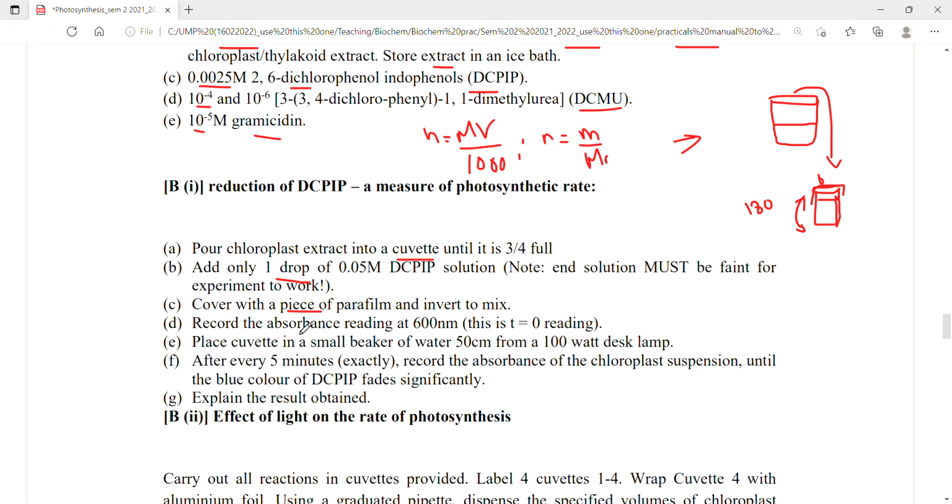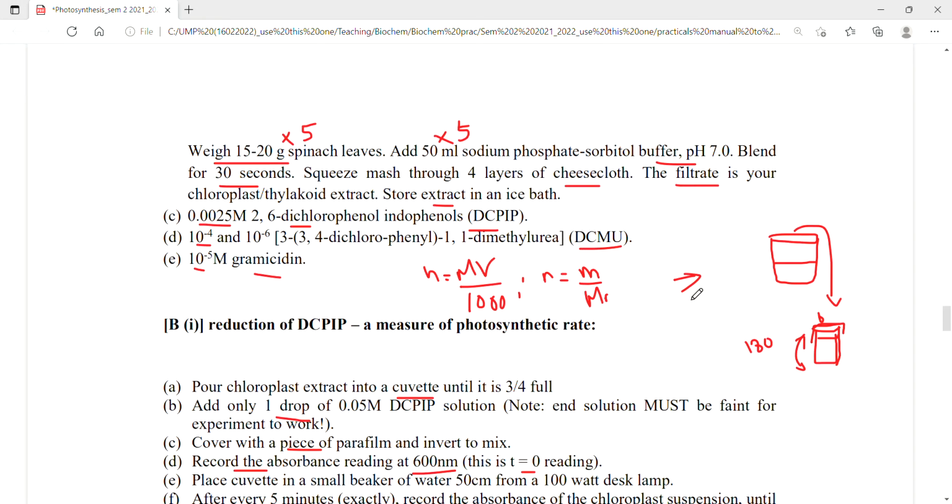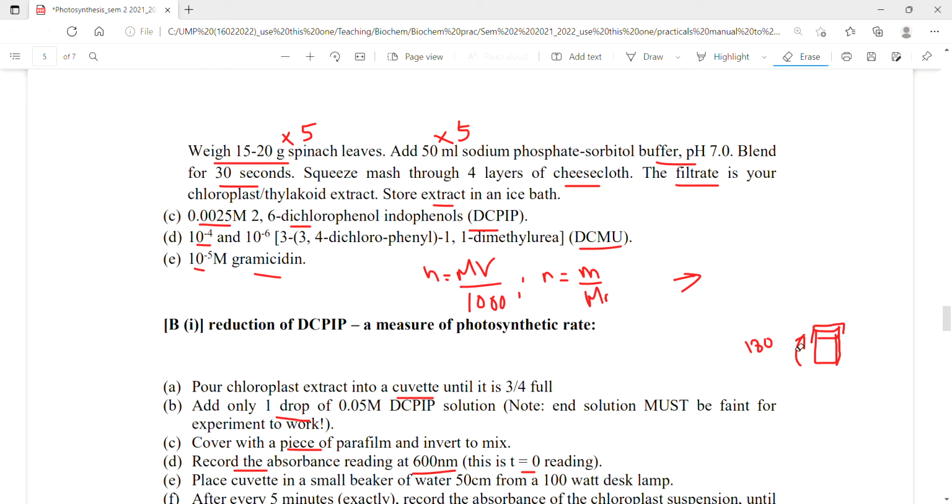Okay, so set the spectrophotometer at 600 nm, and then take the reading. So at 600, what is the reading? This is referred to as time T equals 0. And then place the cuvette in a small beaker of water 50 cm from the 100-watt lamp. I have to show you again by drawing.